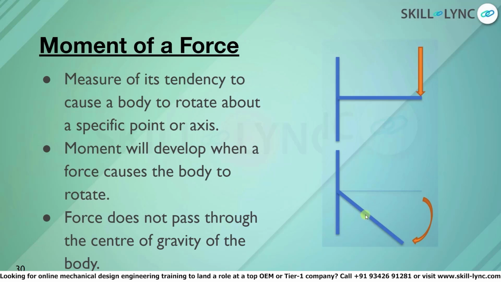Now this is called a moment. Moment will develop when the force causes the body to twist. Moments are formed when force does not pass through the center of gravity of the body. If the force was acting along the line, this body would not rotate and does not have a moment. However, as this force causes this portion of the beam to rotate, it causes a moment. This is different from translation motion or movement in the direction of the force.